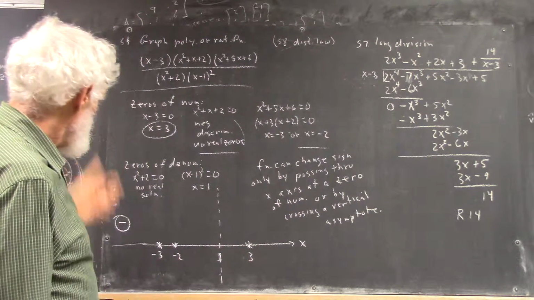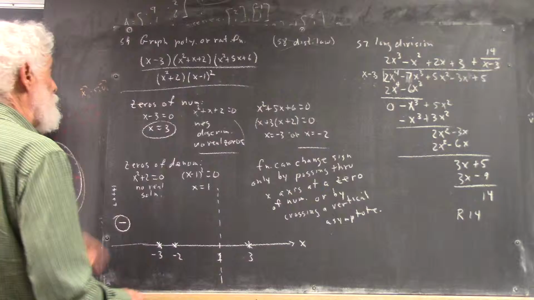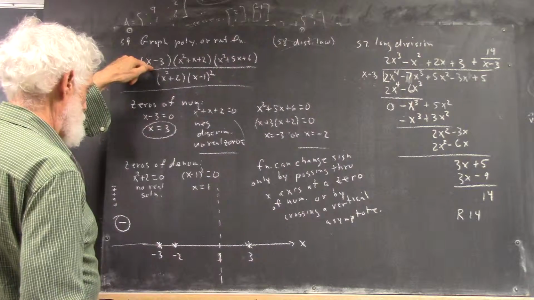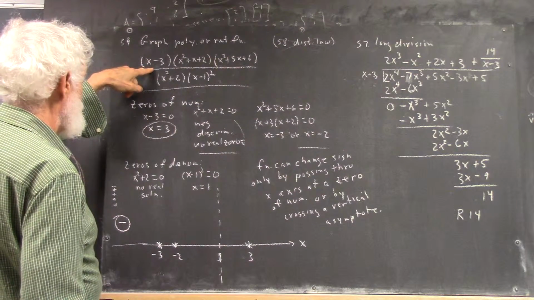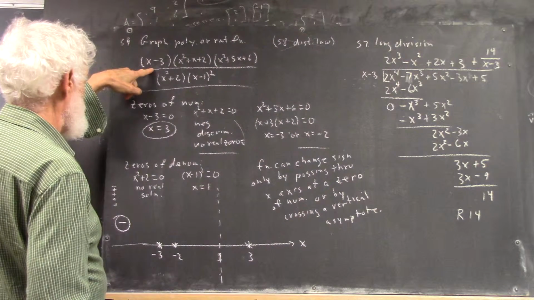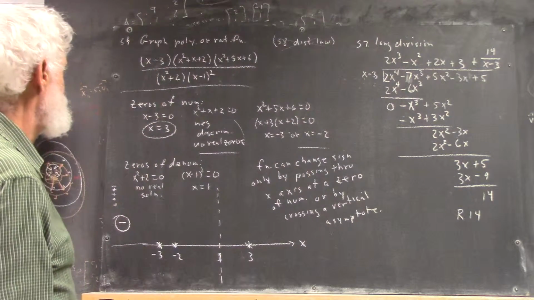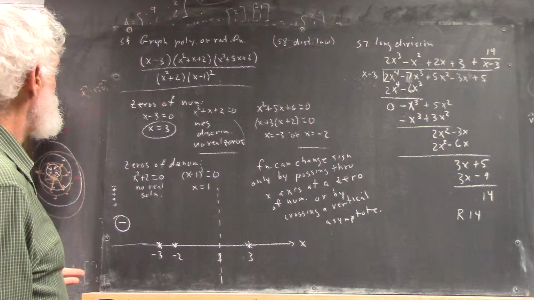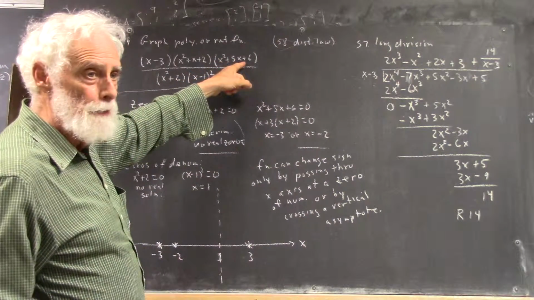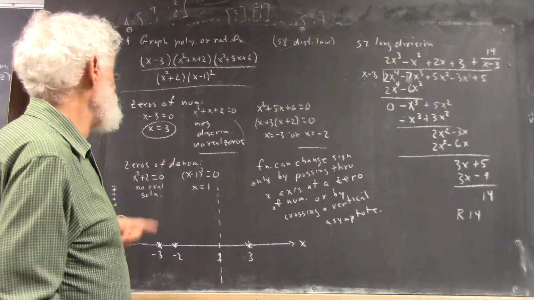In any case, this is what you get. Now, you go over here, and you're going to find that x minus 3 is still negative. X minus 3 is still negative. X squared plus 5x plus 6 is now negative. And all the rest of these are going to be positive. Okay?